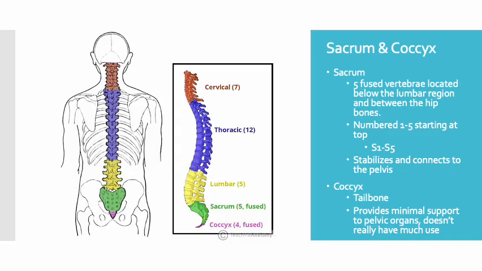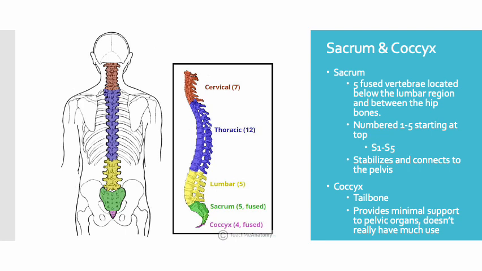So after we get past the lumbar, we come down to the sacrum and the coccyx. The sacrum is the very bottom area of your vertebral column. It consists of 5 fused vertebrae. They are located between either one of your hip bones, and they are numbered S1 through S5. They follow the same pattern as all of the other vertebrae for their naming. And these ones mainly stabilize and connect the bones of the pelvis.